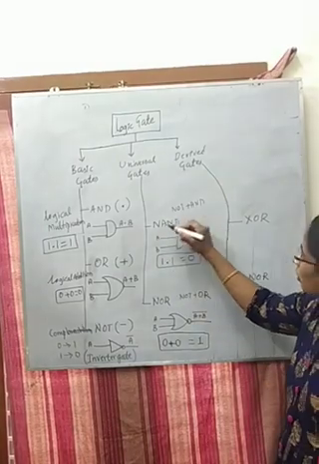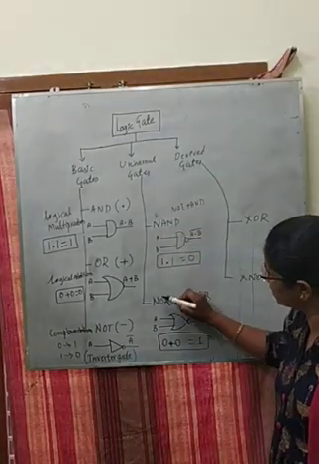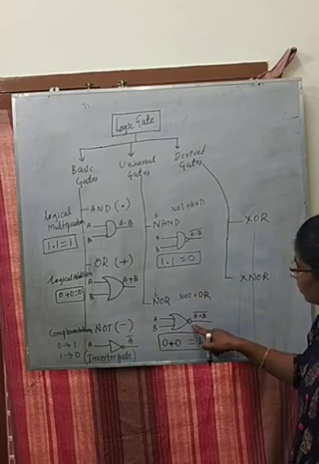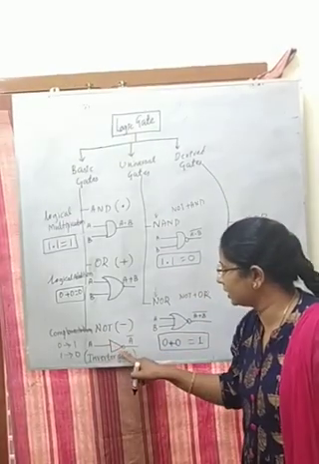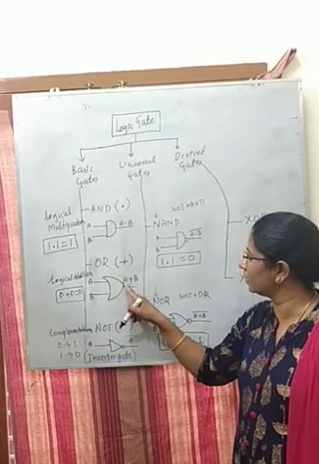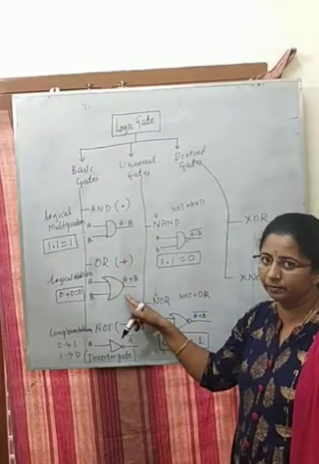See, notice over here, here N is there, here N is there, hence the bubble is there. Here also N is there, hence the bubble is there. Here N is not there, so there is no bubble.